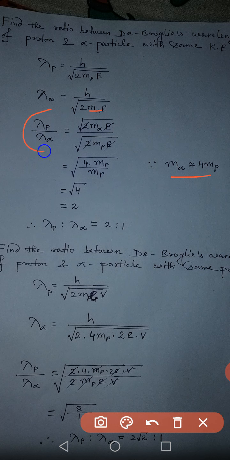After that, dividing this with this, we get this. In this equation we substitute m alpha by 4 mp. Other terms will get cancelled: 2 and E will get cancelled, because here it is given that the kinetic energy is the same. That is why here also we have written E, and it will get cancelled. After calculation mp will also get cancelled. We get root over 4, that means 2. So the ratio comes as 2:1. Okay, this is how we can solve this type of sum.